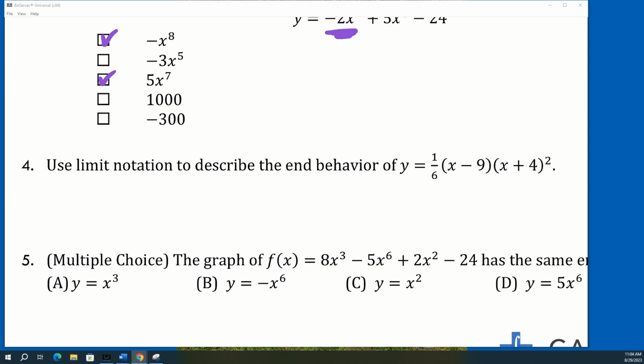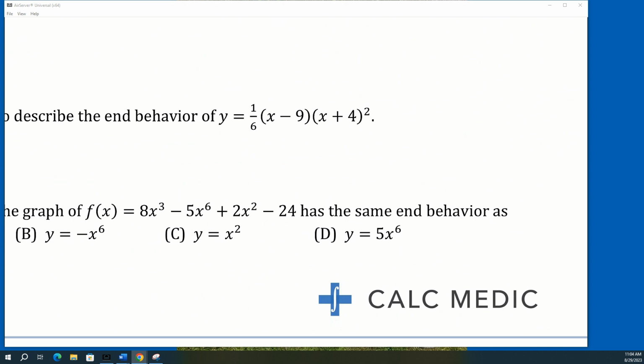Okay, and then let's look at number 4. So we want to use limit notation to describe the end behavior. So we need 2 things from this. We need the degree. So it is the degree of y. What do y'all think? We did this on the first day, I think. It's degree 3. So when you're looking at it in factored form, you basically add the multiplicities to get the degree.